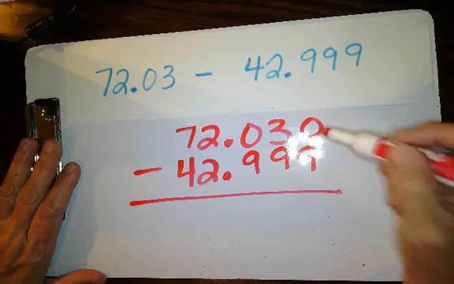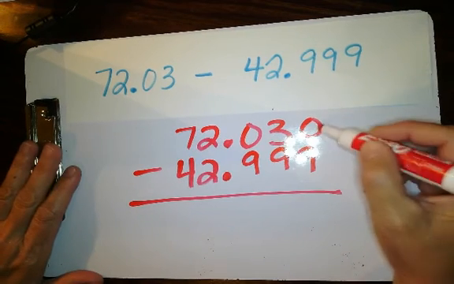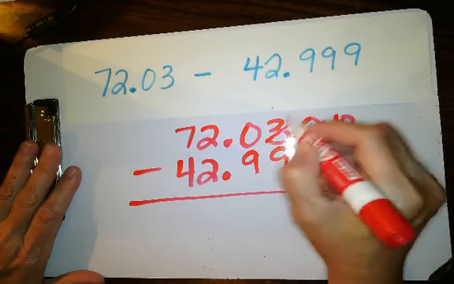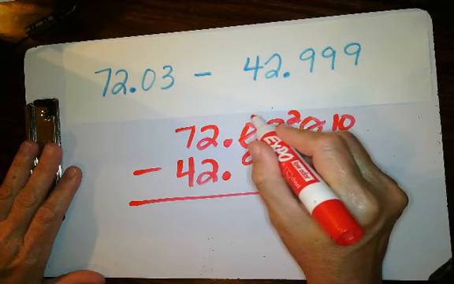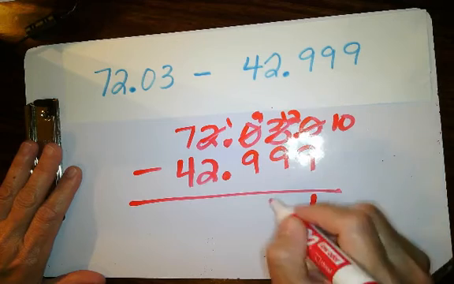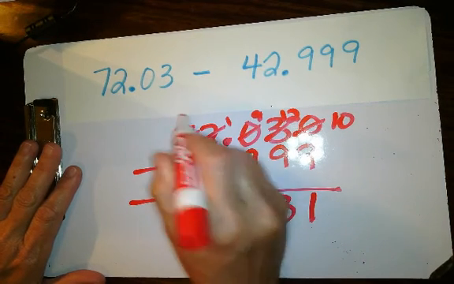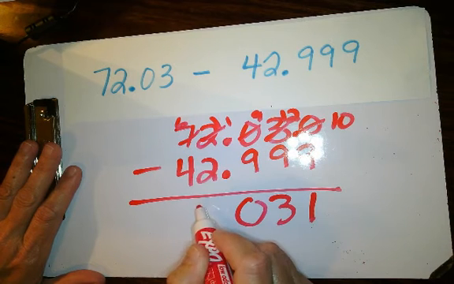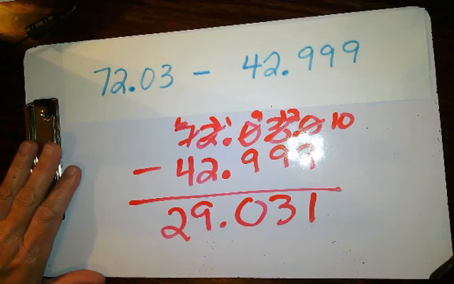Now, I know, just like with subtracting whole numbers, I cannot take 9 from 0, but I am going to regroup. 10 minus 9 is 1. 12 minus 9 is 3. 9 minus 9 is 0. 11 minus 2 is 9. 6 minus 4 is 2.